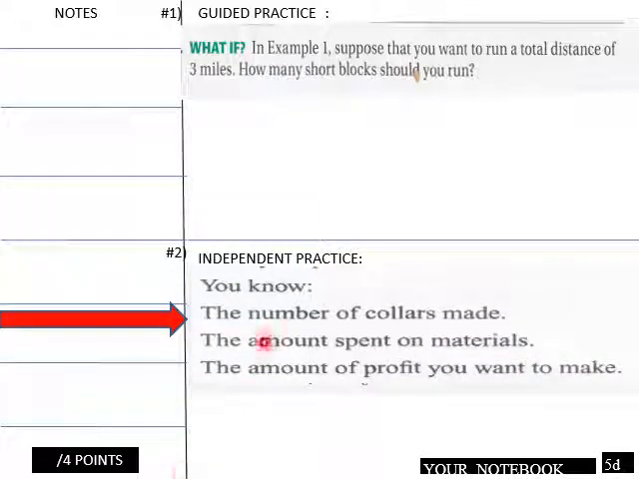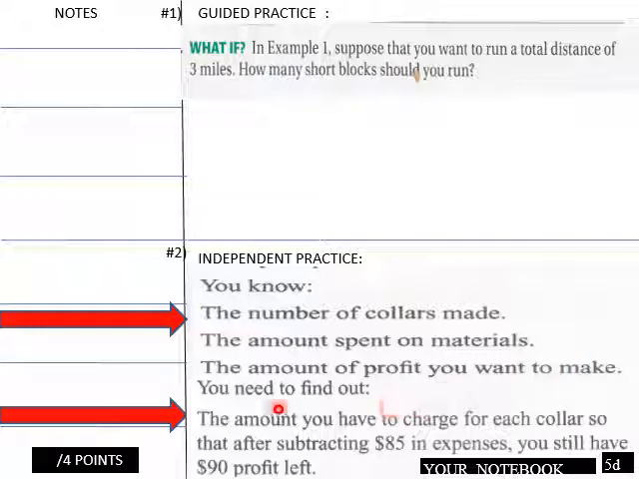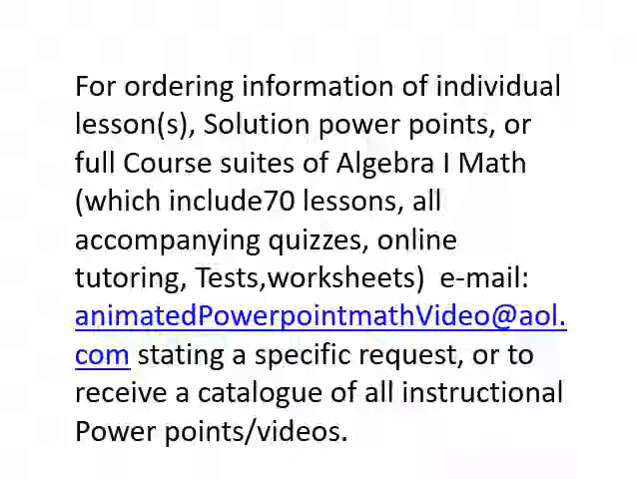The independent practice. You know the number of collars made, the amount of money spent on materials, and the amount of profit you want to make. So therefore, you need to find out the amount you have to charge for each collar, so that after subtracting 85 in expenses, you still have $90 left. I mean, that's a big help for you, students.